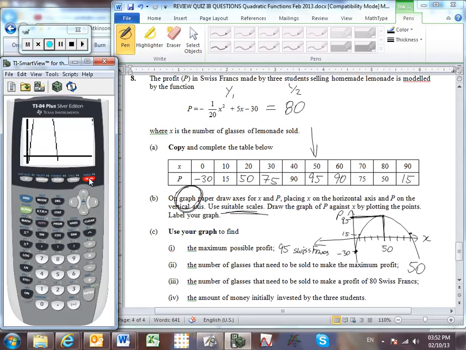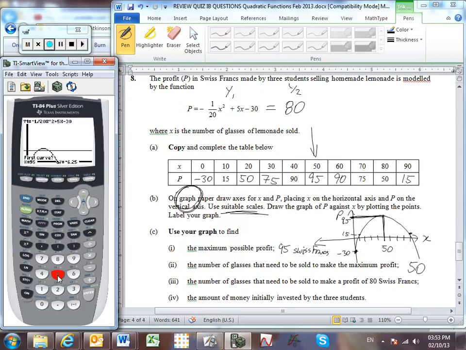Oh dear, I haven't set my window very well, have I? So it looks like we need to see more in the y direction. So in my window, let's increase my y max to something like, say, 300. Hopefully that will be more than enough. Alright, there's the parabola, and there's 80. So where is our function equal to 80? We can look for the intersection between these two graphs.